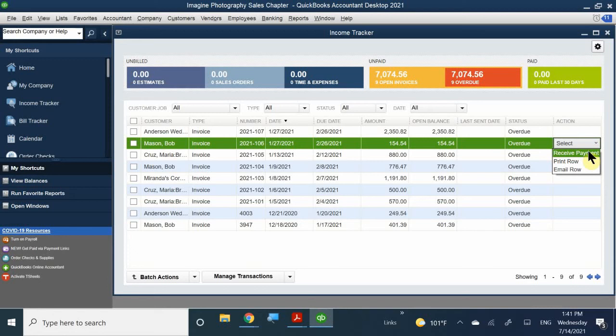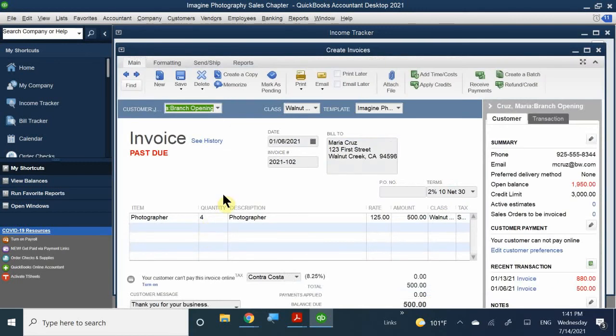Here's the 8th way. Okay, so if I just go ahead and open up any invoice, so by double clicking anywhere on the income tracker, notice this. You can have the invoice open, and at the very top of the ribbon up here, you have the option to also record a received payment. So that is 8 ways that you can enter in a transaction through the receive payments window.